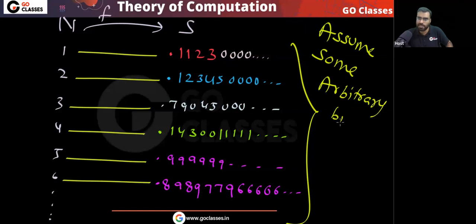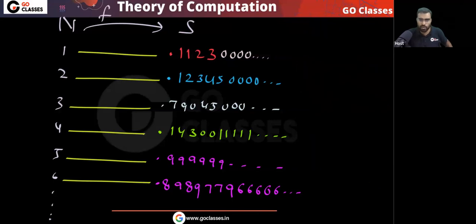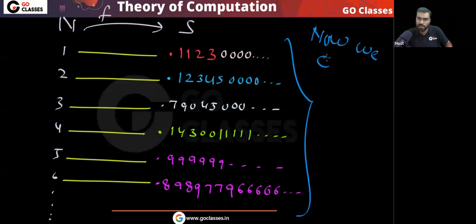Just assume some arbitrary bijection F between N and S. Okay, we are assuming there is some arbitrary bijection between N and S. This bijection we are assuming. Then what am I going to do? Now we can create an element. Now we can create some X.